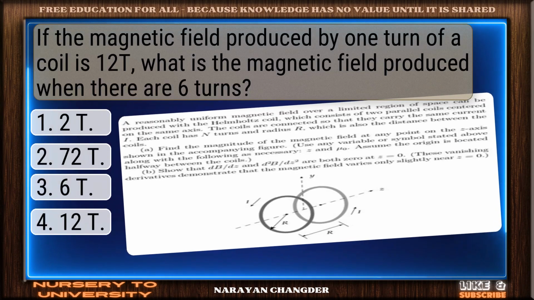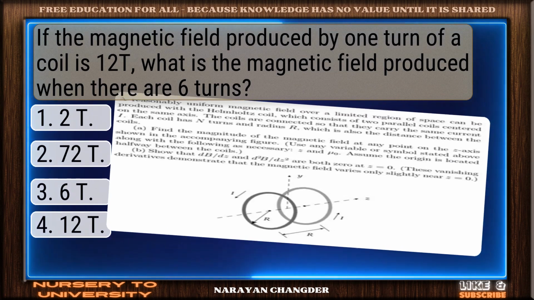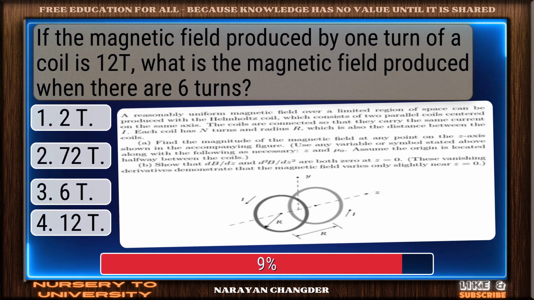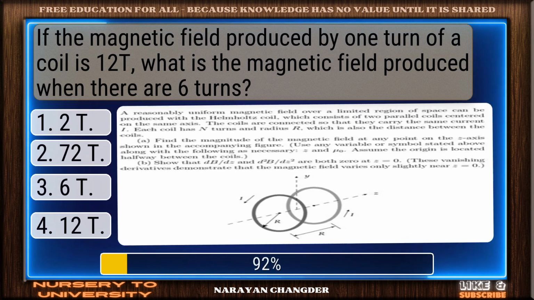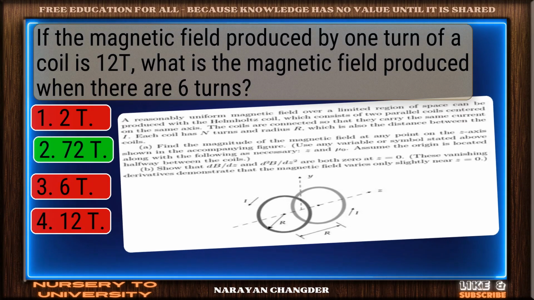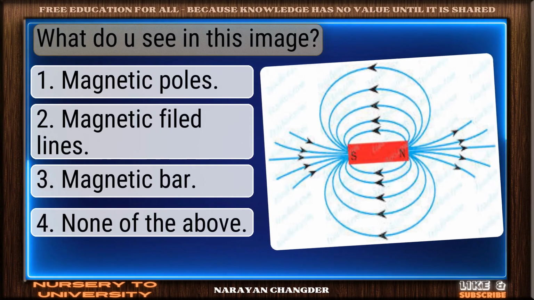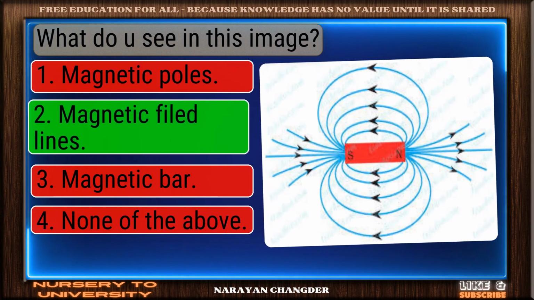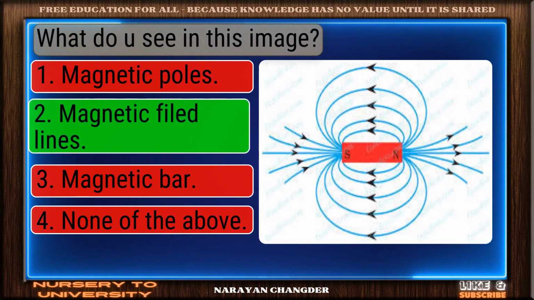If the magnetic field produced by one turn of a coil is 12, what is the magnetic field produced when there are 6 turns? Good job. 72 T works well. What do you see in this image? Bravo. Magnetic field lines is the answer.